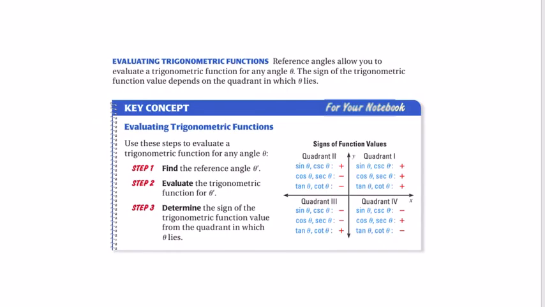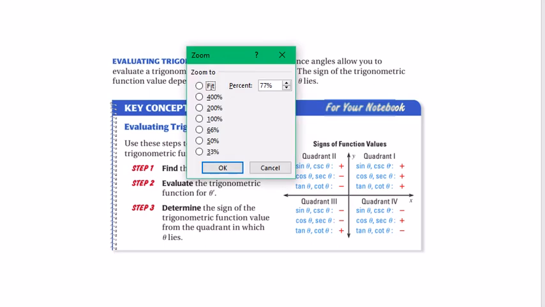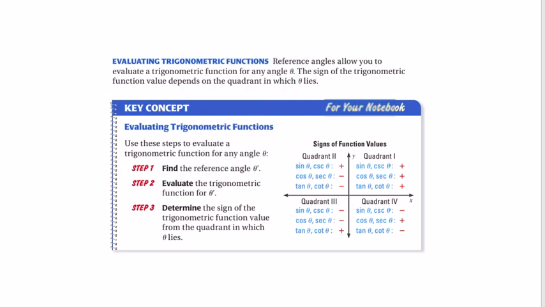Alright, so evaluating a trig function. One of the questions that we asked before was, how do I figure out whether my sine, cosine, tangent, cosecant, secant, or cotangent is going to be positive? So they have this lovely chart in your book.